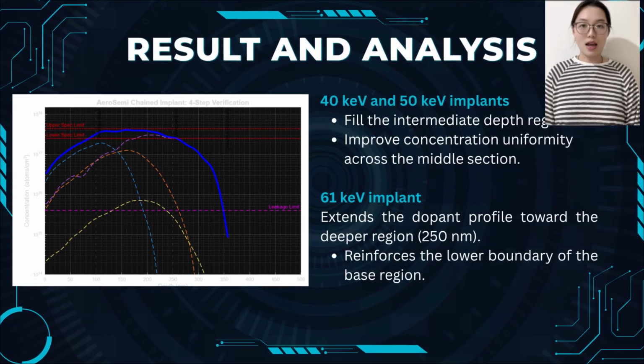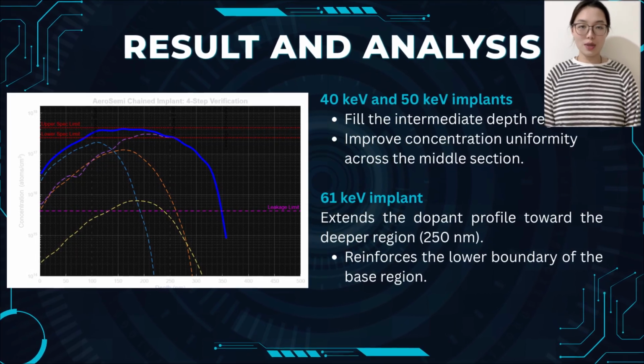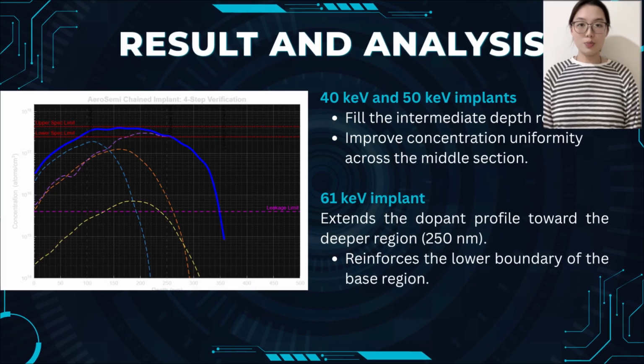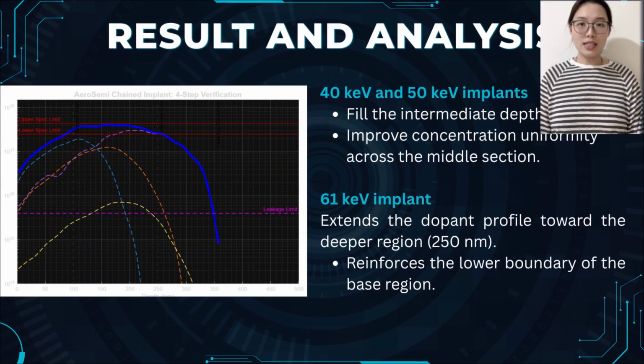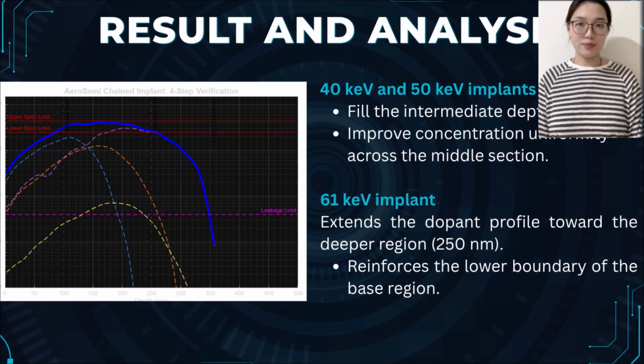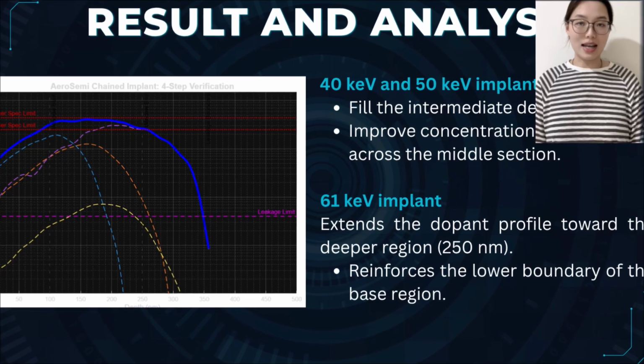At the same time, our leakage at the 350 nanometers is only 2. This prevents the base-collector punch-through leakage. We don't need a high-temperature furnace step. This is safely below the limit line.